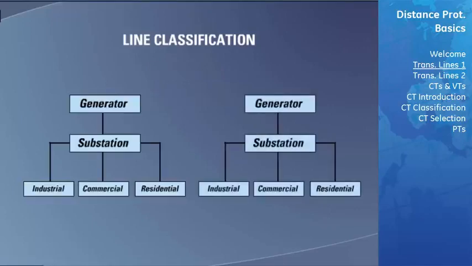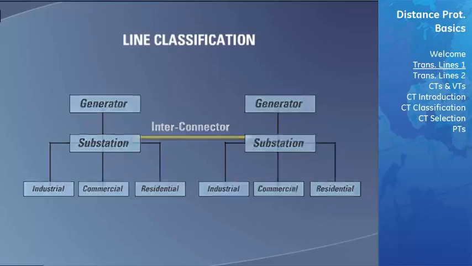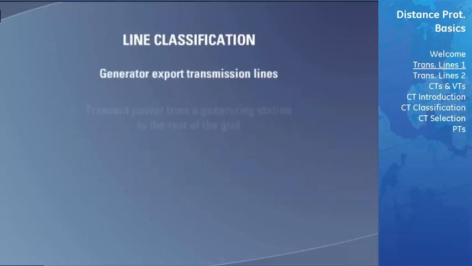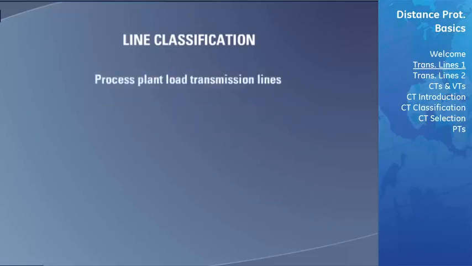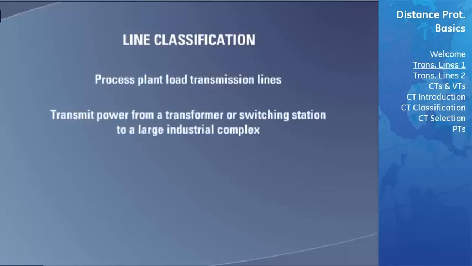Interconnector transmission lines are used to connect one section of a power system to another. Generator export transmission lines are used to transmit power from a generating station to the rest of the grid. Process plant load transmission lines are used to transmit power from a transformer or switching station to a large industrial complex.